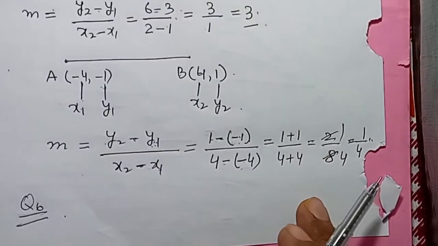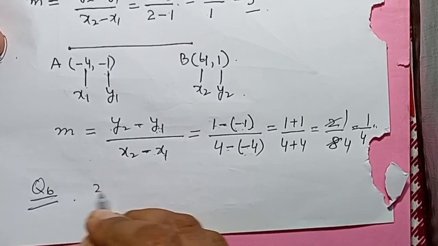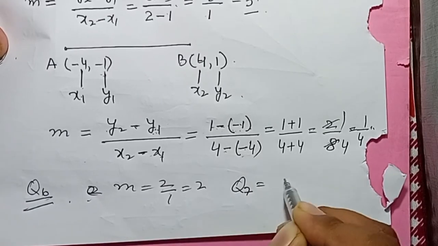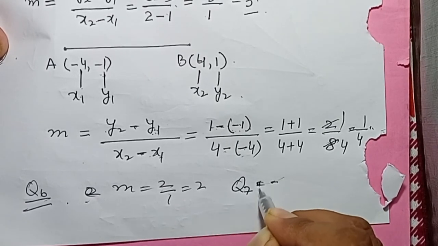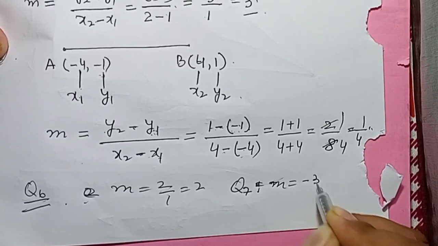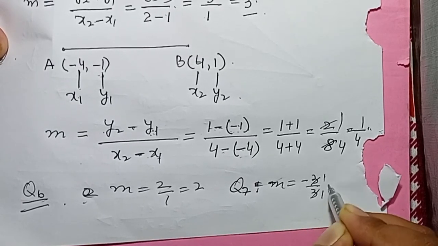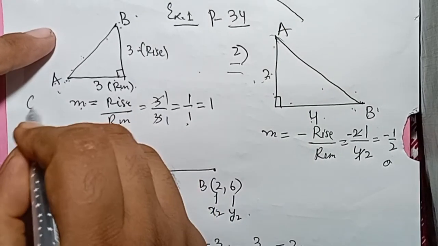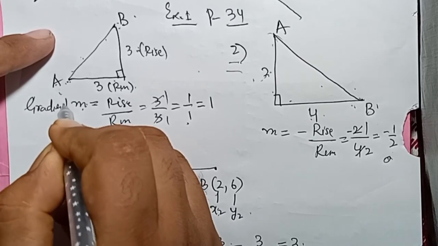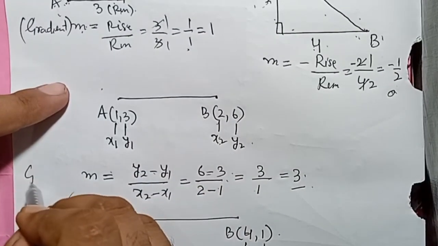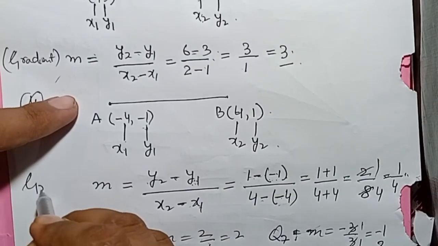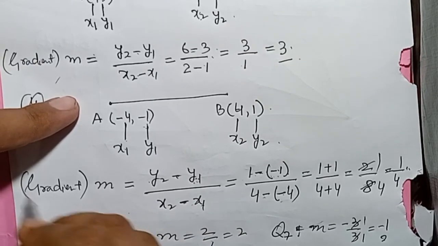So I will write here the answer for question number 6. It will be directly 2, M is equal to 2 by 1, that is 2. For question number 7 it will be M is equal to minus 3 by 3, that is 3 3 cancel, 3 1s are 3, 3 1s are 3, that's minus 1 is the answer. Remember one thing here, this M is actually the gradient. M denotes the gradient. Here once again M denotes what? Gradient. Don't be confused.